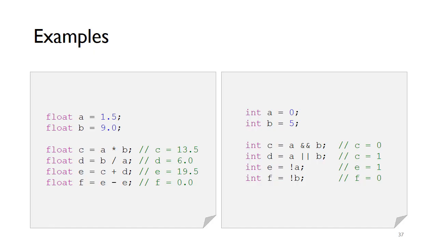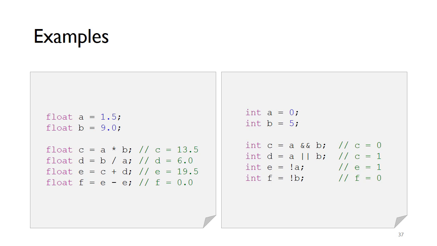So we'll look at some examples now. Here we've got two variables, a and b. We're using those to store floating point numbers, so we'll use the float data type. We assign the values 1.5 and 9.0. Once you've declared your variables, it's very simple. It's just like using a calculator really.